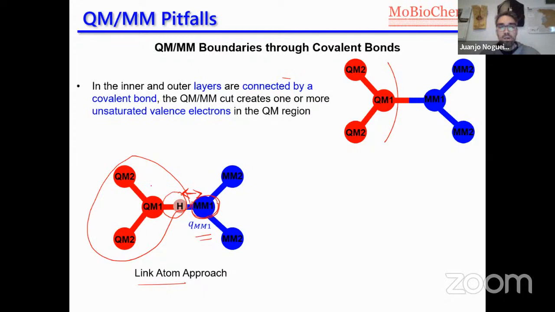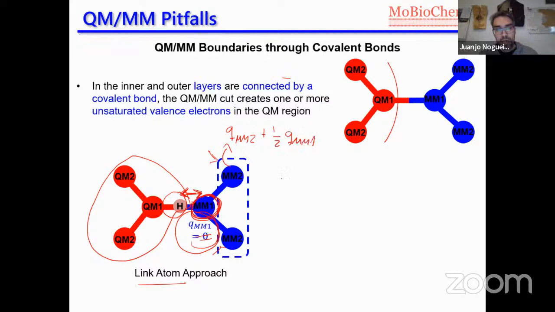So in order to avoid this unrealistic strong interaction, what, for example, Amber does, and many programs do, is to set the charge of this atom to zero and the charge of this atom is shared by the neighboring atoms. Okay, so for example, here this atom will have its own charge plus half of the charge of the MM1 atom, and the same here. It's not perfect, but at least we are keeping constant the charge of this functional group. So we are not removing charge from the system, and we are not having this unrealistic interaction between the hydrogen atom and the MM1 atom.